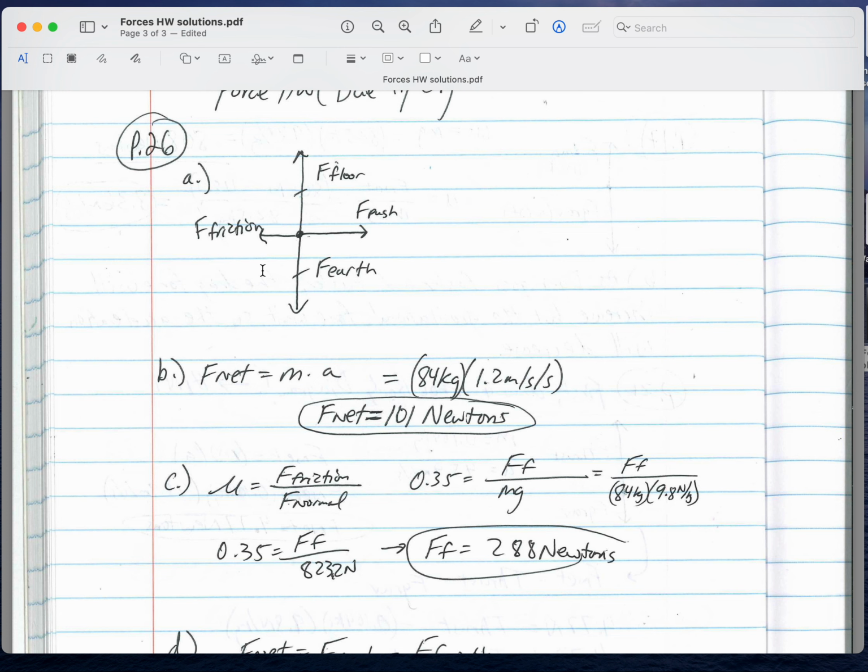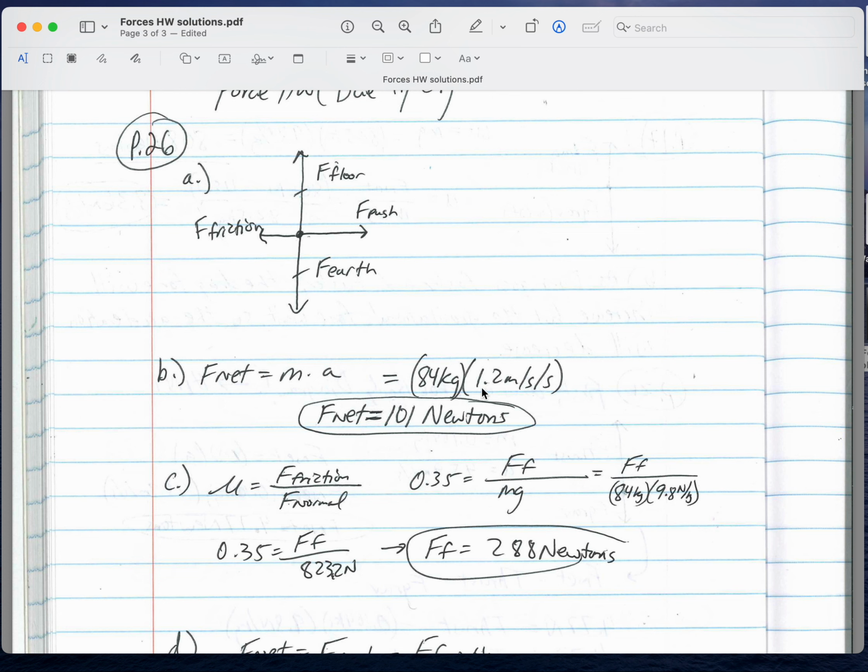And so we had a push. I pushed him across the floor. There were some resistive forces or friction. Force of the floor up, which is a normal force. Force of the earth down, which is a gravitational force. So that's the free body diagram. Something like that. Just make sure you label it.